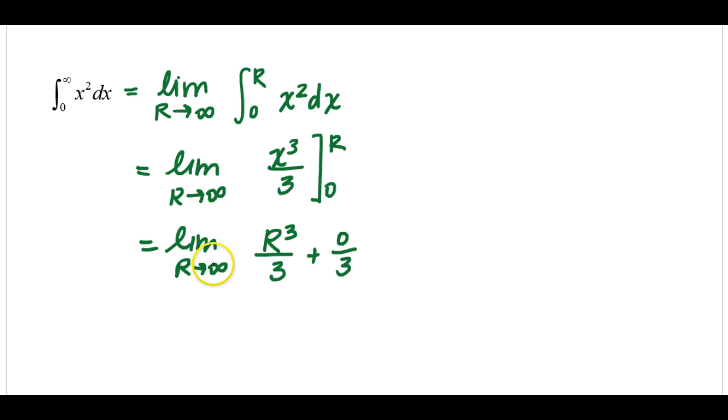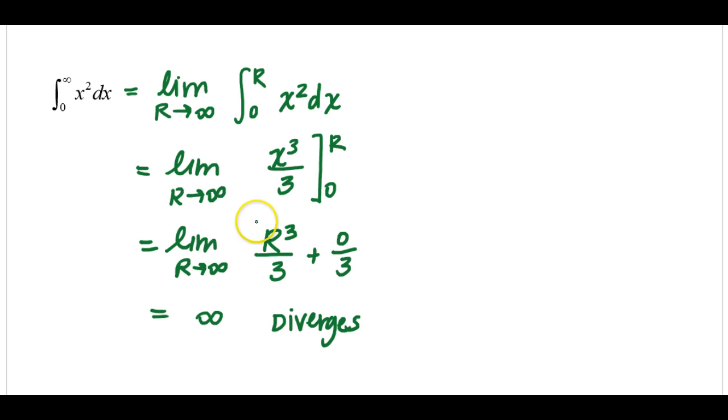So now I have to think about what happens as r approaches infinity. So now I have r cubed, and if r is approaching infinity, if this numerator is getting really big really fast and the bottom is staying 3, then this ends up being infinity, which means that this improper integral diverges.